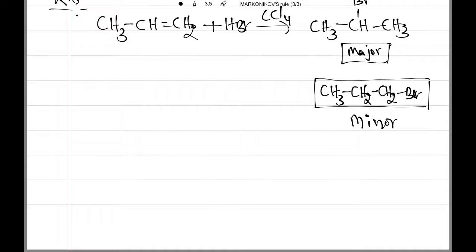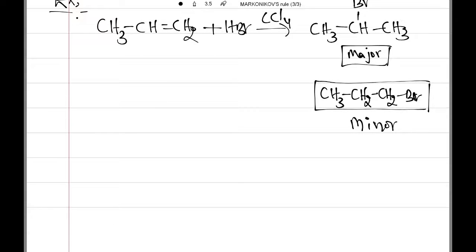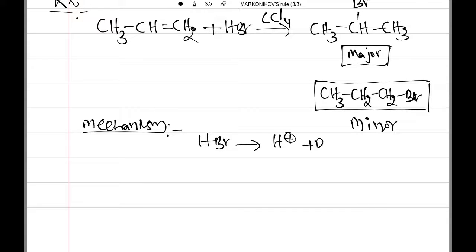Now we will go with the mechanism, and we can write the product of the reaction. So what is the mechanism of this reaction? What is the first step? In the first step, HBr dissociates into H plus and Br minus. So this is the first step.